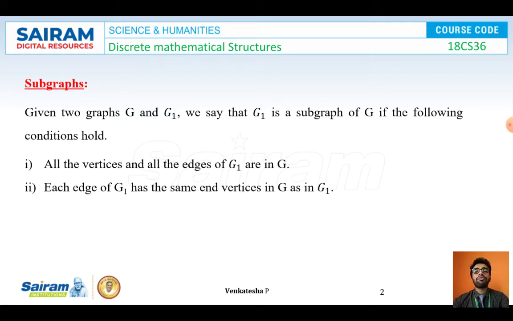To define the subgraph, I'll be taking two graphs, G and G1, and we can say that G1 is a subgraph of the graph G if the following conditions hold. The first condition is that all the vertices and all the edges of G1 must be contained in the graph G also. The second condition is that each edge of G1 has the same end vertices in G as in G1. With these two conditions we can say that the graph G1 is a subgraph of the graph G.